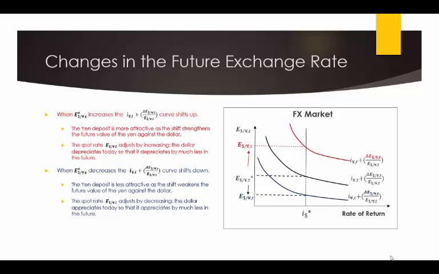UIP fails to hold at the initial spot rate, so the spot rate rises and the dollar depreciates today against the yen. If instead the future dollar-yen exchange rate had fallen, then the dollar rate of return on the yen asset curve shifts down and is now given by the blue curve. Again, UIP fails to hold at the initial spot rate, and so the spot rate falls. Thus, the dollar appreciates against the yen today until UIP is restored.